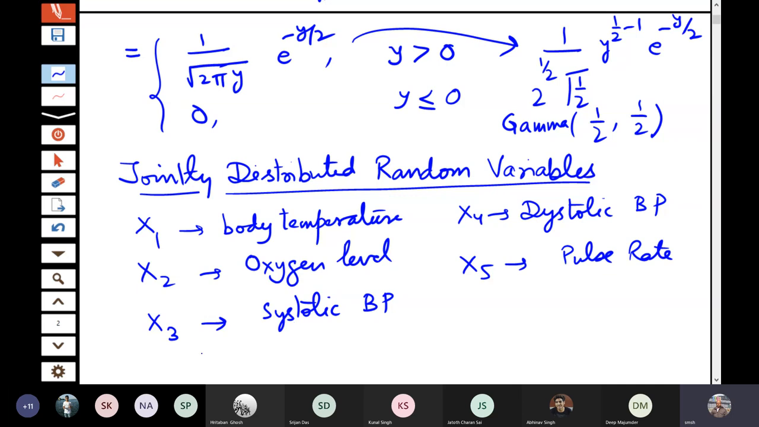So for the same patient, you now have 5 observations, not one observation.